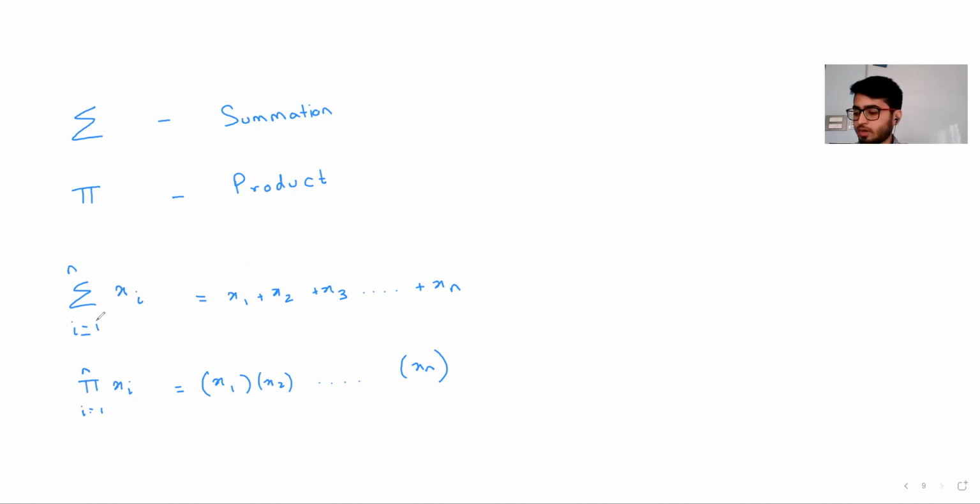This is the starting point. This is the ending point. And if nothing else is given, generally the first value is 1. The next value will be one step ahead, that is 2, then 3, then 4, so on.